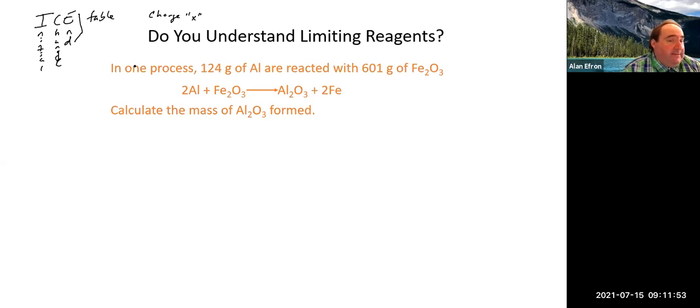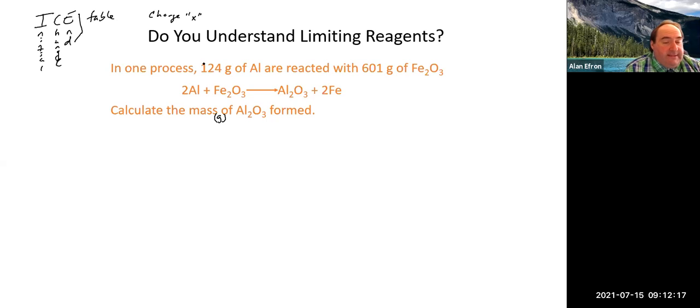The first couple of steps when we do this type of problem are really the same. Make sure you have your balanced equation, just like we talked about before. You also have to convert what they gave you to moles. So we read a problem like this: we're taking 124 grams of aluminum and reacting it with 601 grams of iron(III) oxide. How many grams of aluminum oxide are produced?